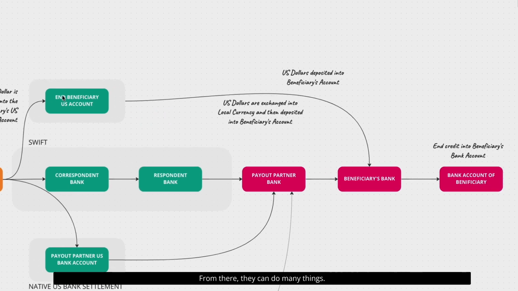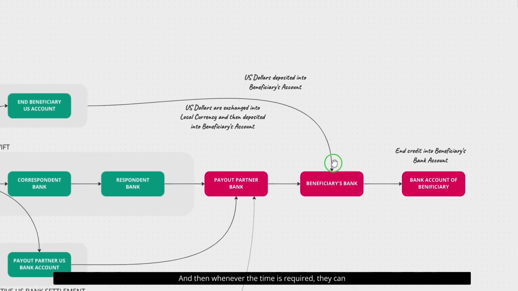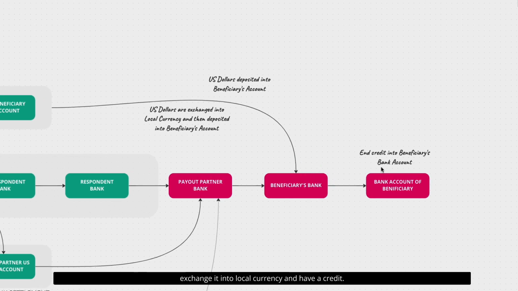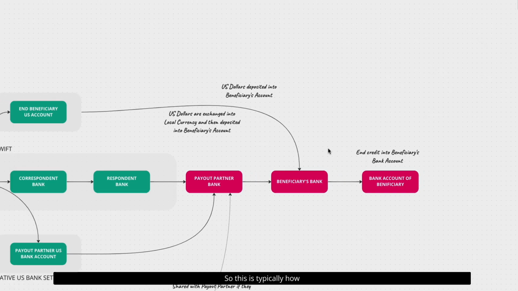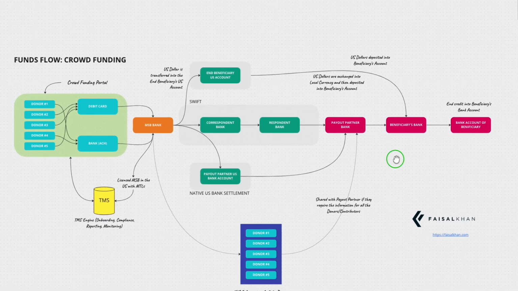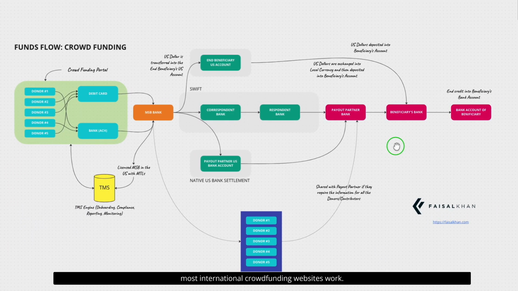From there, they can do many things. They can bring it back home into the beneficiary's bank account in their country of choice. They can convert it to local currency, so US dollars are exchanged into local currency and then deposited into the beneficiary's account. Or they could simply bring the US dollars back into the beneficiary's account and keep it as US dollars, as a foreign currency account, and whenever required, exchange it into local currency and have a credit. So this is typically how most international crowdfunding websites work.